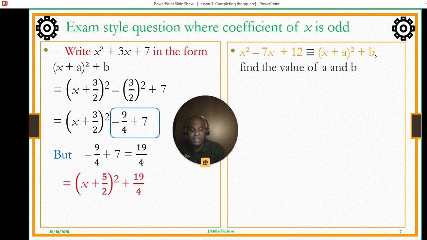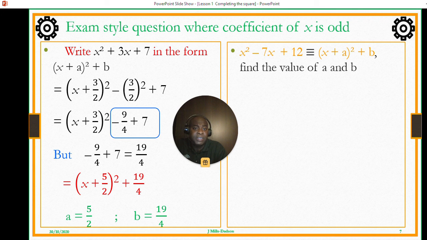Let's look at the second example. If we're supposed to work out the values of a and b, as you can see, a is 5 over 2 and b is 19 over 4. Let's look at the second one.